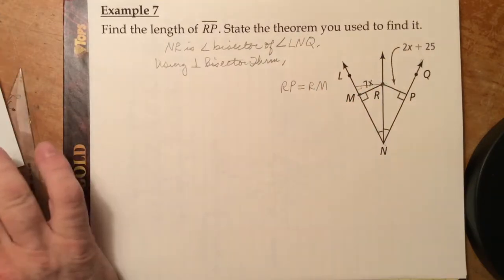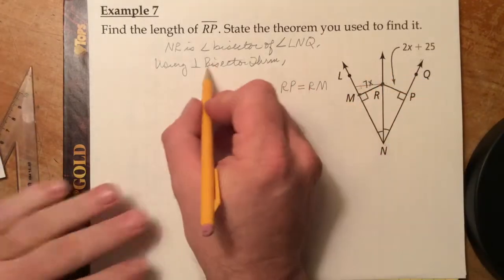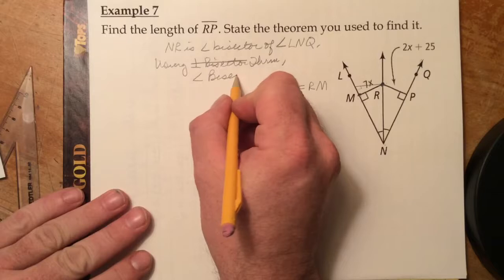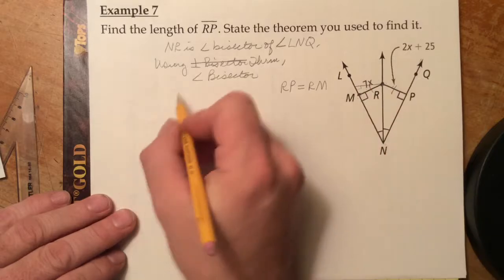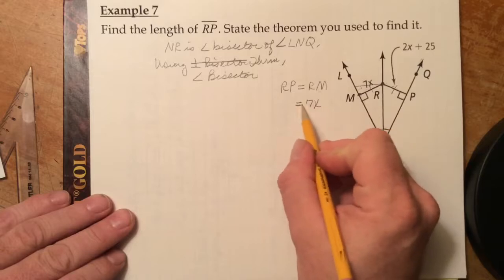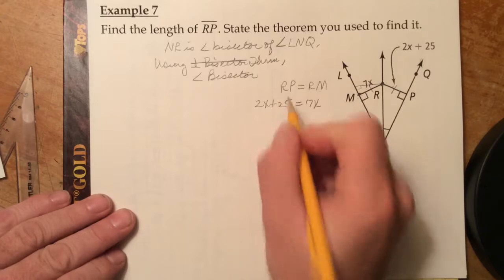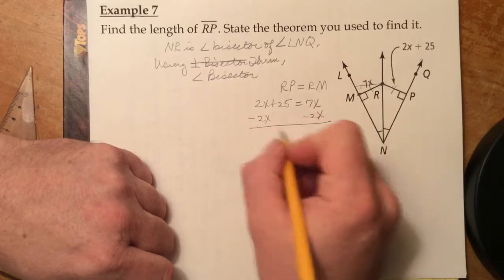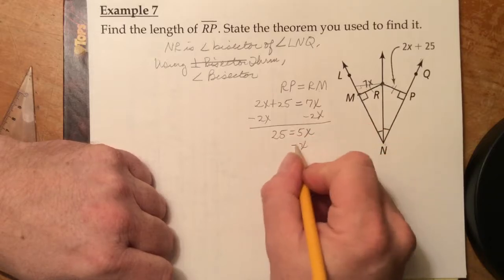Knowing that, and we've got expressions for both of these, we can use those expressions. Excuse me, this was not the perpendicular bisector theorem, this is the angle bisector theorem. And so using these two, these are congruent, we say 7x is RM, and it's equal to RP, which is 2x plus 25. Solving for x, we subtract 2x from both sides. We get 25 equals 5x. Divide both sides by 5, and x is equal to 5.